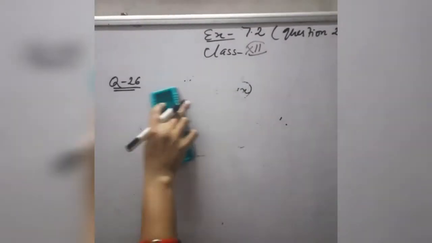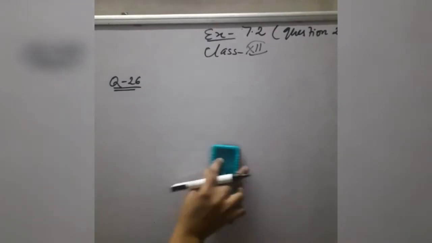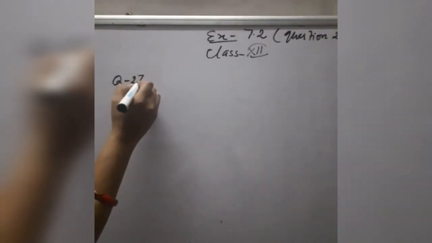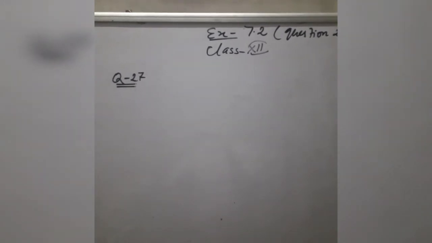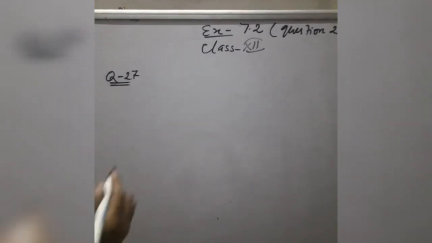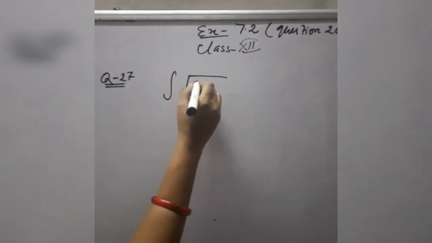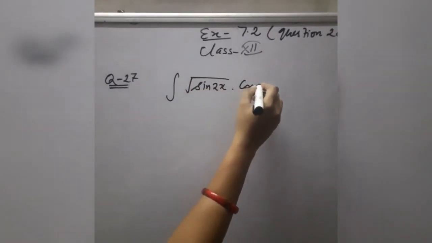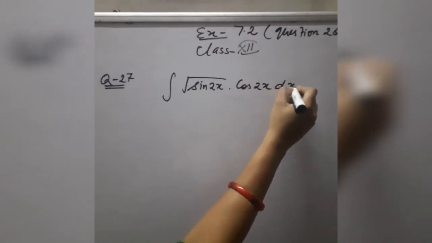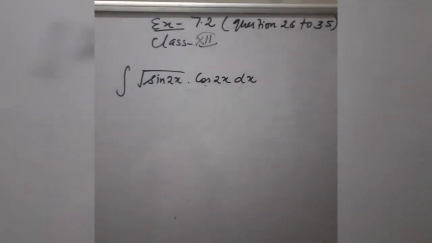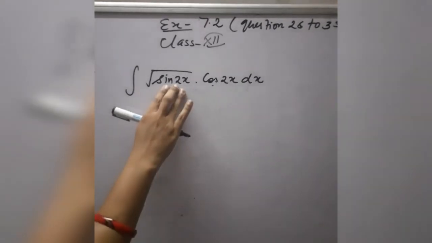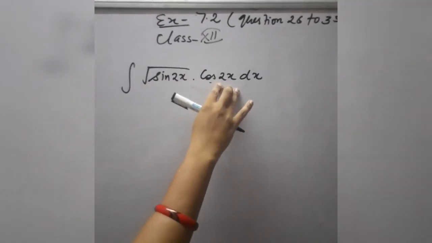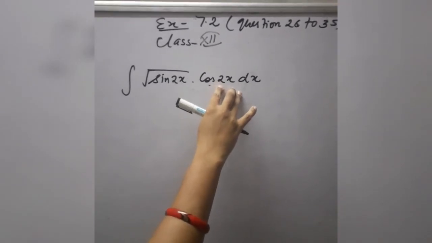Same method we will use in remaining sums also. Now see next question, question number 27. In question number 27, find the integration of sine 2x root. Inside the root sine 2x is written here and cos 2x is written without root. And all of you know that what is derivative of sine 2x? Derivative of sine 2x is cos 2x into derivative of 2x means 2.